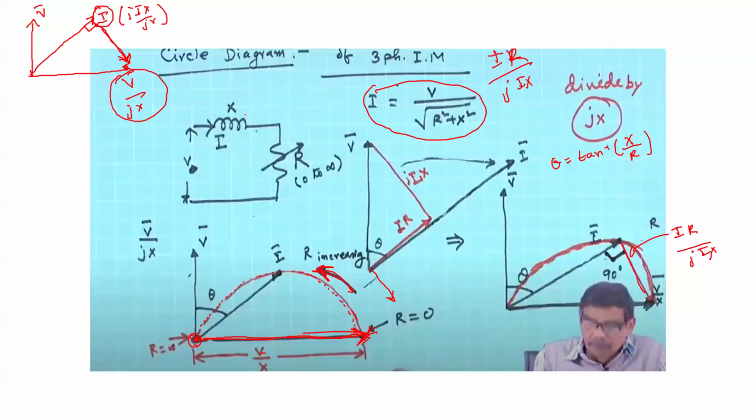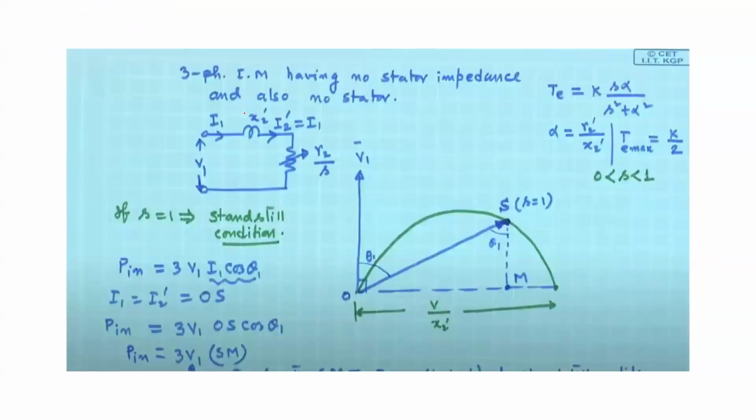Similarly here, you can extend this to the simplified equivalent circuit. So in the simplified equivalent circuit, when you have neglected the stator impedances and there is no stator core loss, you have this circuit, right? For this circuit also, you will get a semicircle in the same way.